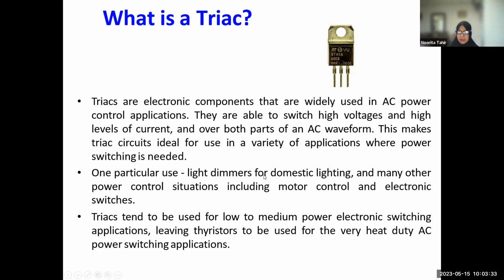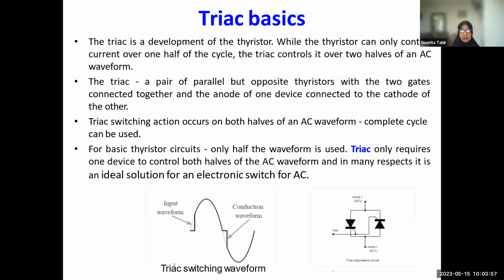As such, triac can be considered as a pair of parallel but opposite thyristor. Dia macam 2 thyristor yang disambungkan tapi opposite, ya, with 2 gates connected together, and the anode of one device connected to the cathode of the other. We will see later on here.